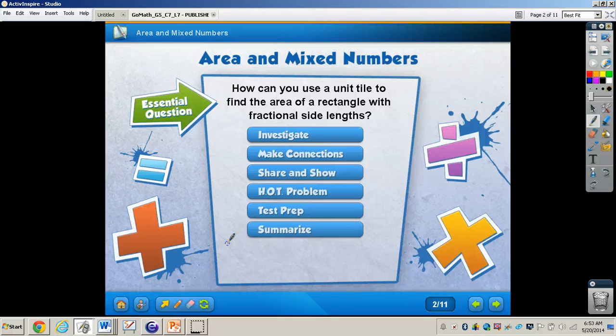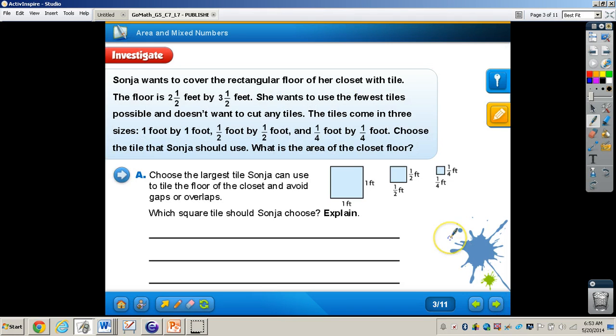In this video, we are going to be taking a look at area and mixed numbers. And the essential question that we are going to try to answer throughout the video is how can you use a unit tile to find the area of a rectangle with fractional side lengths. So I want you to turn to page 317 and we're going to investigate this problem together.